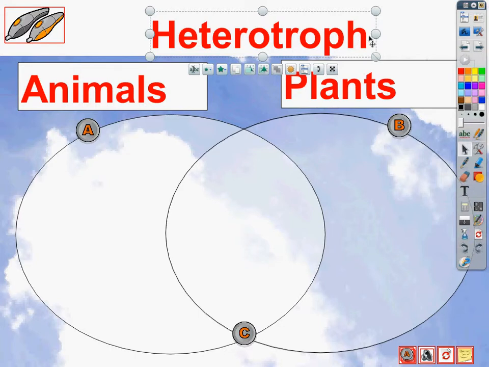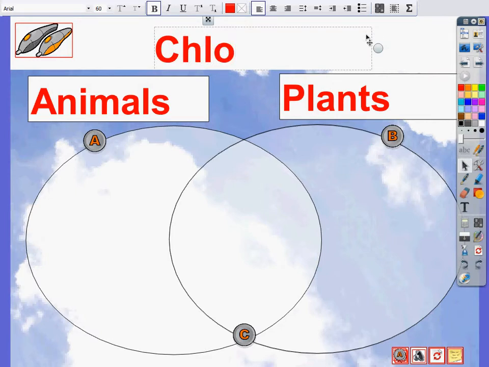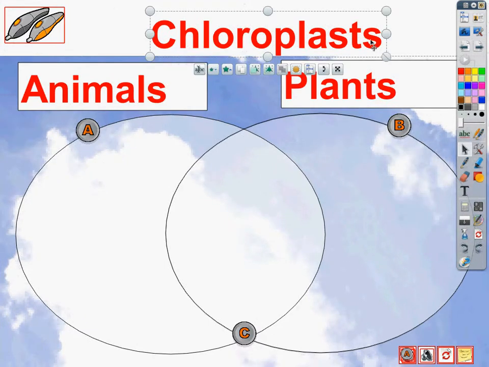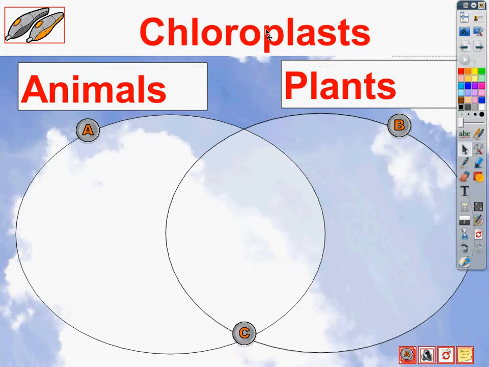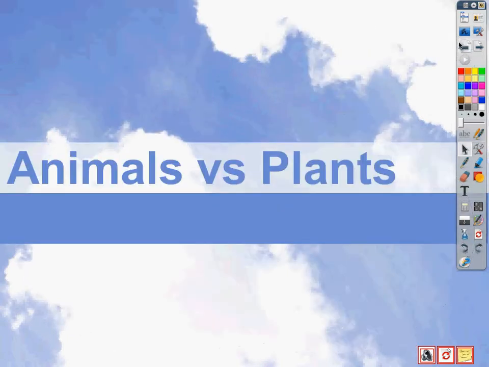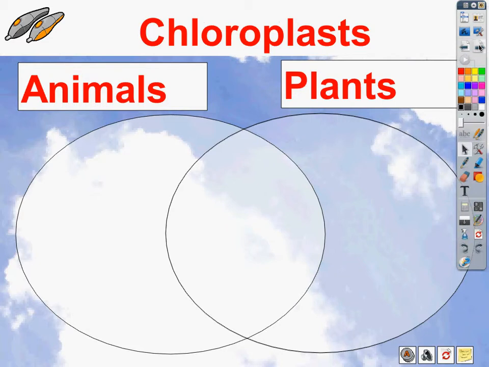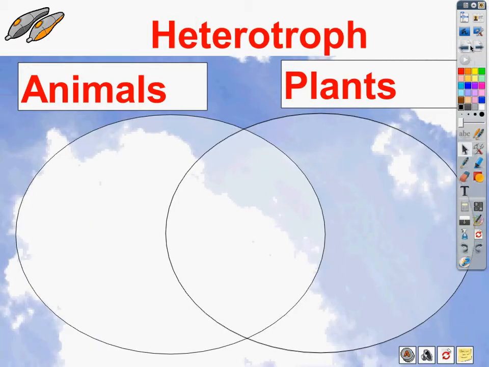So now I can edit this text. Chloroplasts. Make it a little bit bigger. And there we go. Again, it's not exactly perfect, but there we go. And so I now have a flip chart that probably didn't take me 2 or 3 minutes to create.